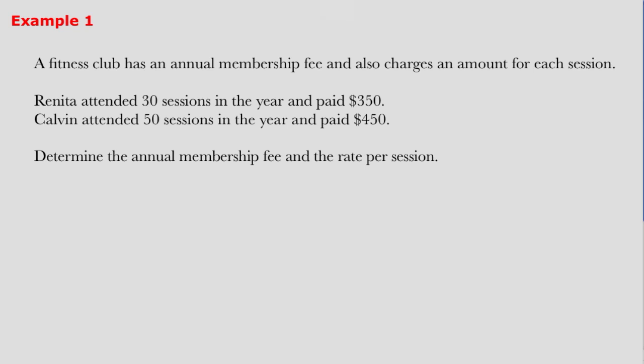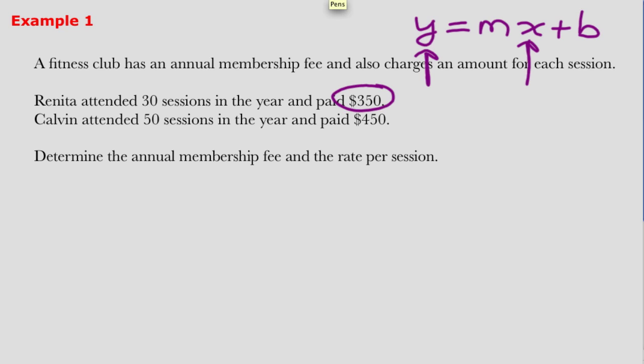What I might do is have you think back to the equation y equals mx plus b. What we're given here is the total amount. We're given the y. The $350, for example, is the total amount. And the 30 sessions is how many times they go. So we're given the x. What we aren't given is the rate, which would be the slope of the equation, and we're also not given the flat fee for the membership. So what we can do is try and write our equations based on y equals mx plus b.